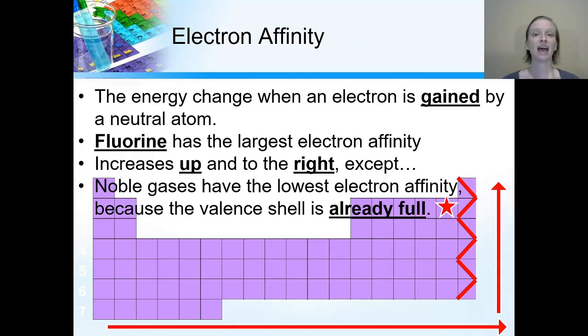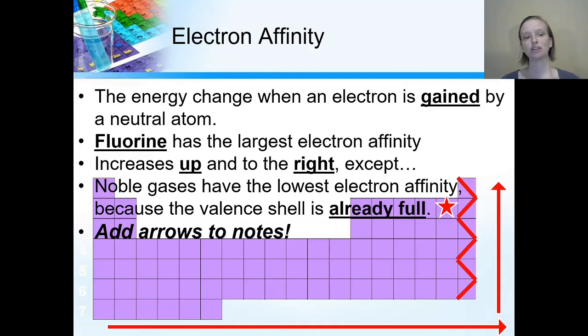The noble gases have extremely low electron affinities, the lowest on the periodic table, because their valence shell is already full. There's no room for an electron in the valence shell of a noble gas. They would have to start an entirely new energy level, and that is not very likely to happen. So be sure to add these arrows to your notes, and be sure to indicate that the noble gases are not included here, and that fluorine is the element with the highest electron affinity.